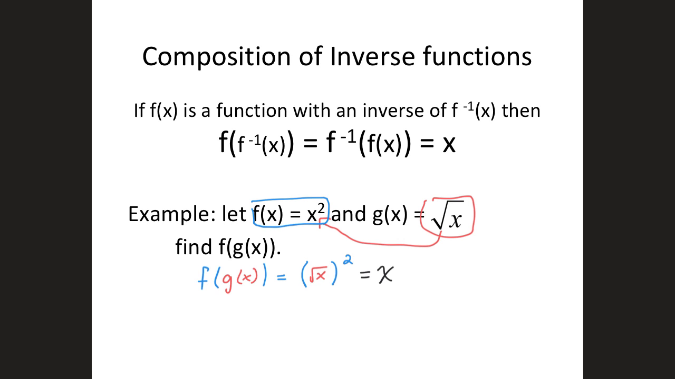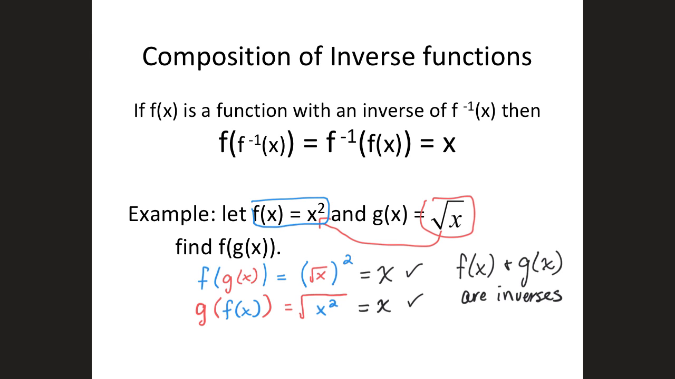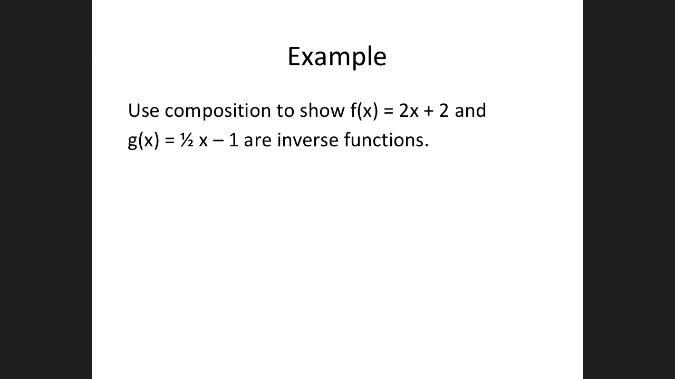I could also do this the other way around. And the square root of x squared, again, the square root and the square cancel, leaving you with only x. So as long as when a function and its inverse are composed, you're only left with x, then the two functions are inverses of each other. So it's a great way to check to see if two functions are inverses. Let's take a look at one more example.